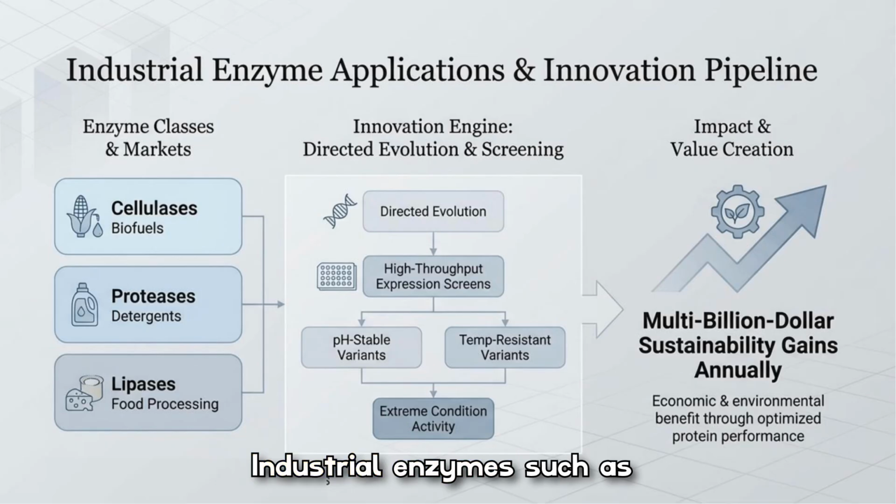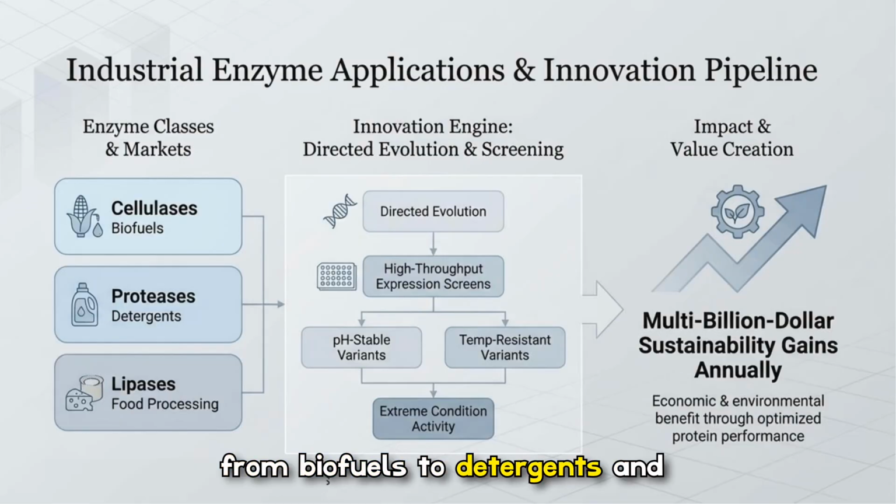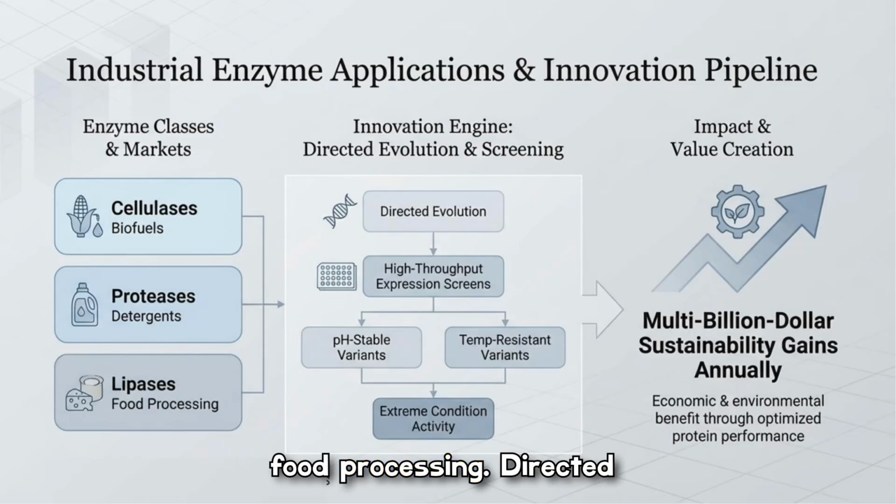Industrial enzymes, such as cellulases, proteases, and lipases, power large markets from biofuels to detergents and food processing. Directed evolution and high-throughput expression screens drive an innovation engine that yields pH-stable and temperature-resistant variants, delivering improved performance under extreme conditions and creating substantial economic and sustainability value across industrial supply chains.